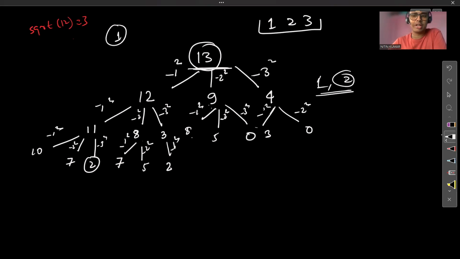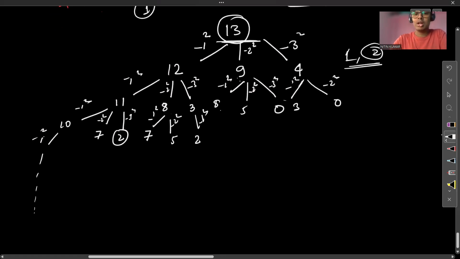So first, let me take this left one, because whenever we are doing recursion, we first go down one path, then we return back from here. So every time, 1 square will be subtracted on this path. Till how many times? Till this 10 reaches 0.